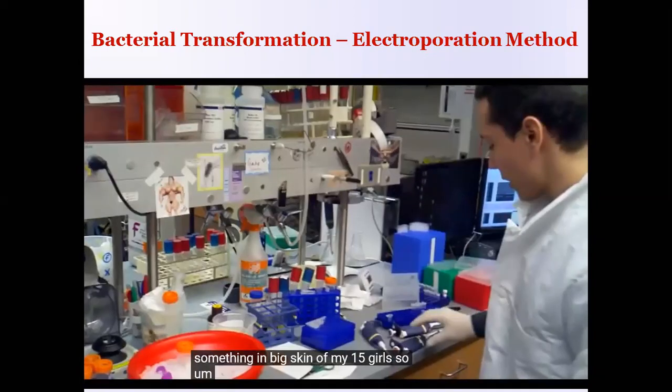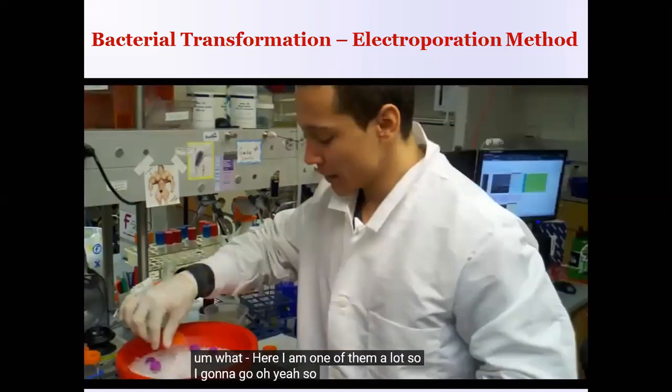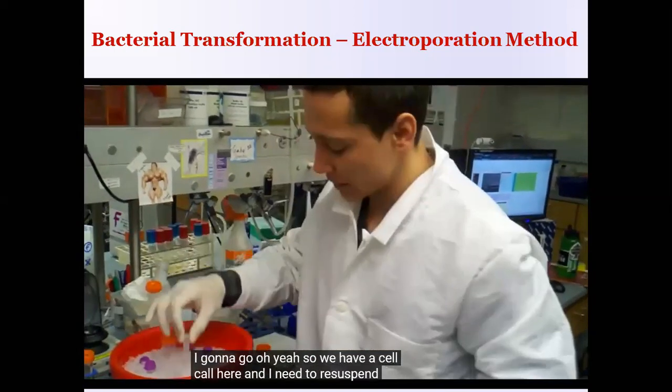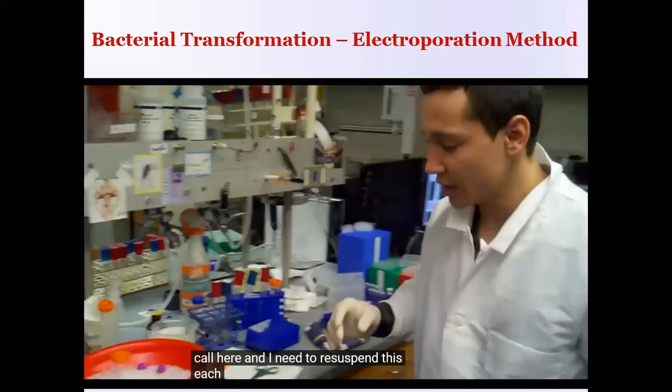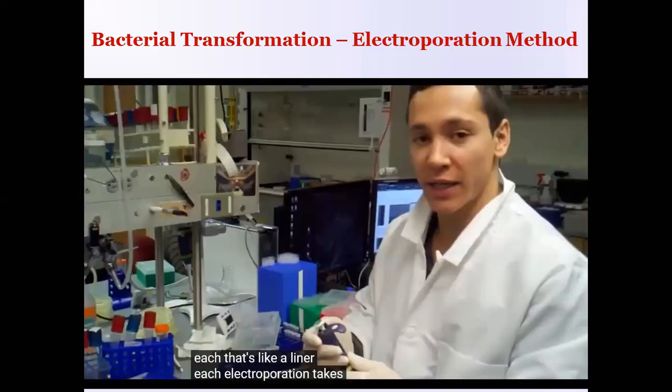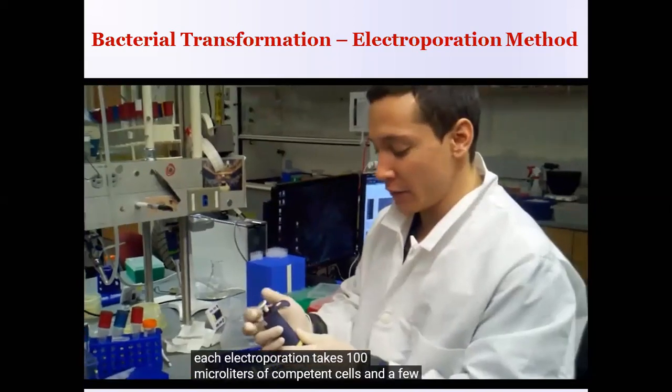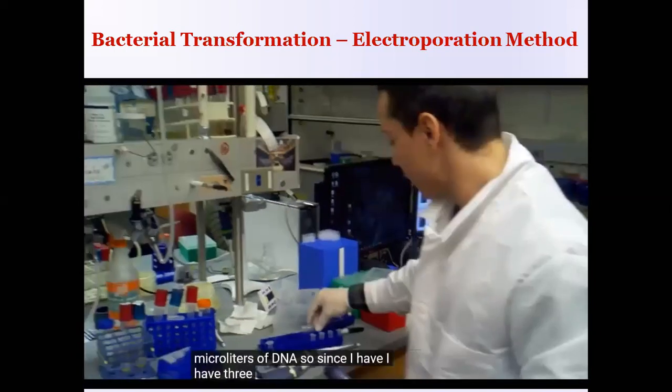So, let's see here. I kind of lost track of what I'm doing. Oh yeah. So we have a cell pellet here, and I need to resuspend this. Each electroporation takes 100 microliters of competent cells and a few microliters of DNA. Since I have 3 samples that worked over here, we just ran a gel and found out that these 3 samples actually have DNA in them.